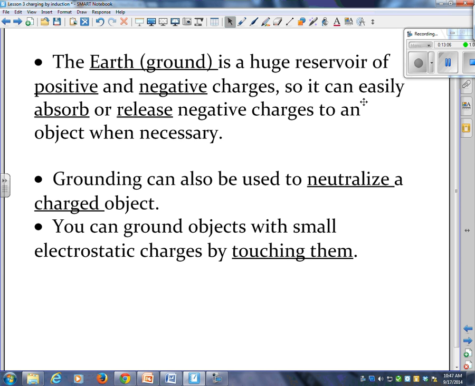So when you rub your feet on the carpet and then you go and touch someone's ear, technically they are grounding you. That's how you get the zap. They are grounding you.